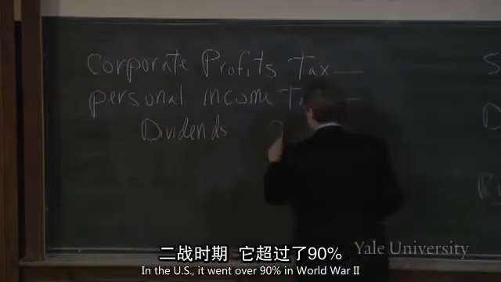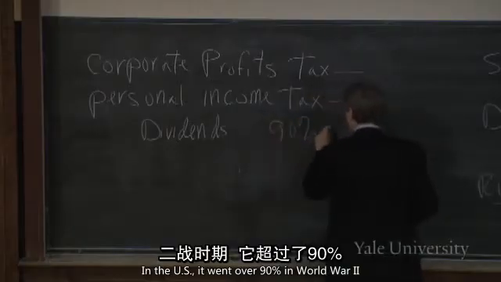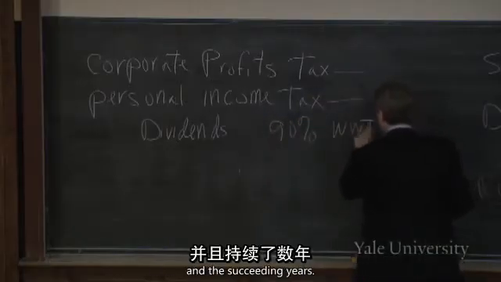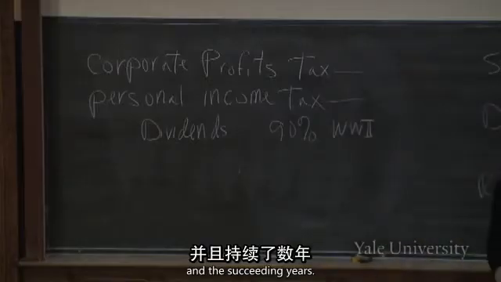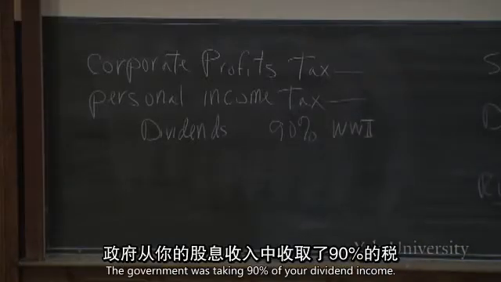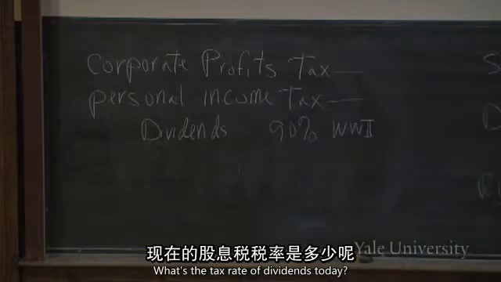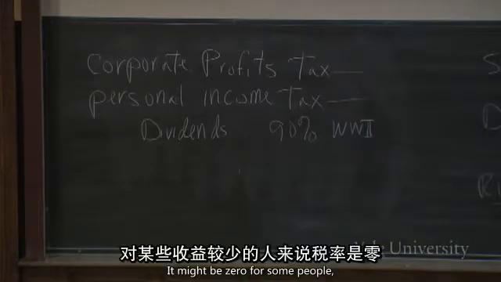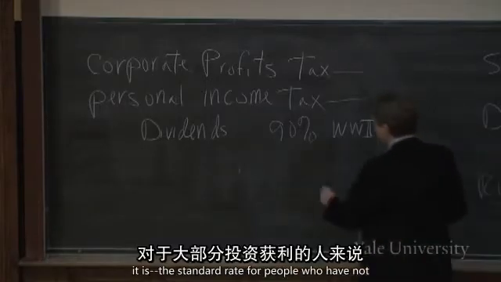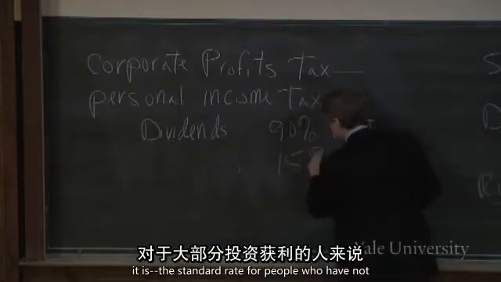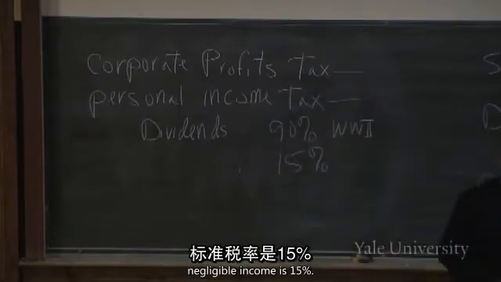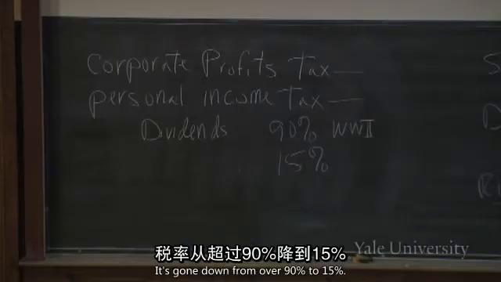In the U.S., it went over 90% in World War II and the succeeding years. So the government was taking 90% of your dividend income, right? What is it today? Anyone know? What's the tax rate on dividends today? It might be 0 for some people, but the standard rate for people who have non-negligible income is 15%. So it's gone down from over 90% to 15%.